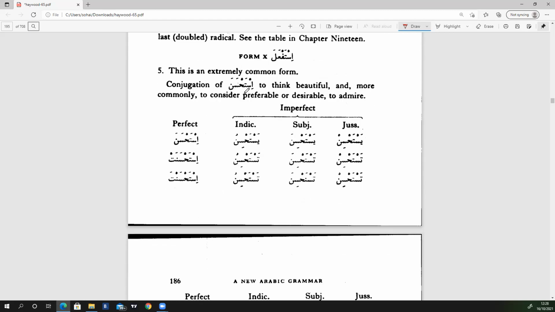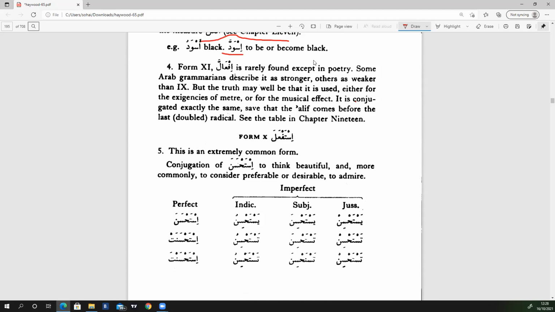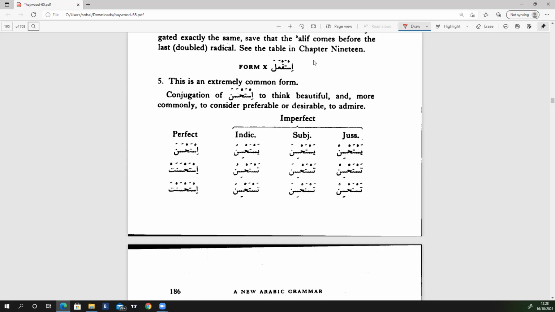Moving on to form 10. So this is an extremely common form. What's the rule in this? Again, in the passive you add alif. The rule here is you add sin and ta. These are the additional letters. So you add alif, then sin and ta. For example, istaf'ala yastaf'alu.